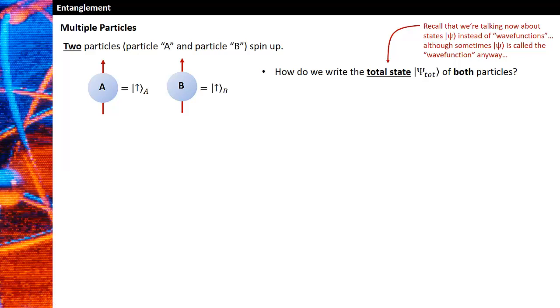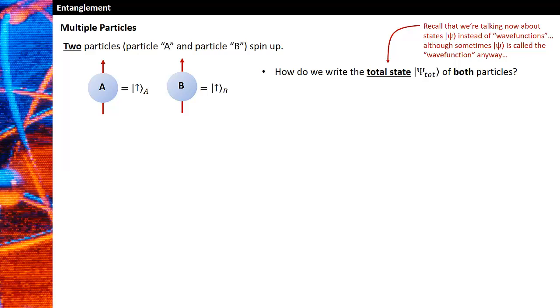Let's take a moment to talk about multiple particles and the idea of entanglement. So let's consider that we have two particles that have spin. Let's call them particle A and particle B. And let's take them both to be spin up, so I'll represent them both as the up ket here. The question we want to ask when we're talking about multiple particles is, how do we write the total state of both particles? So the total state including particle A and particle B together.